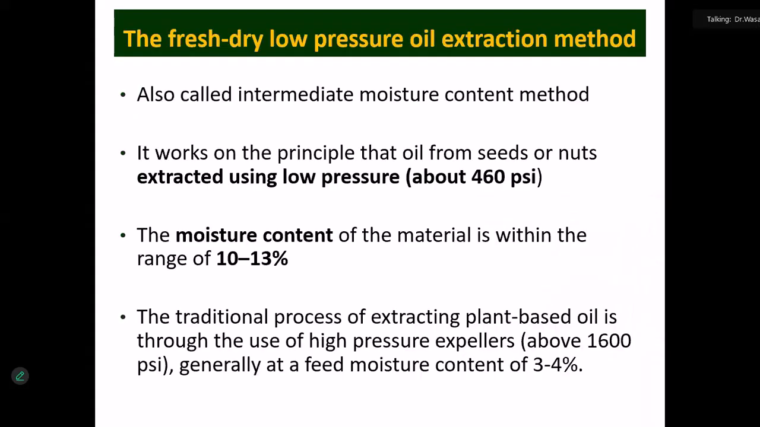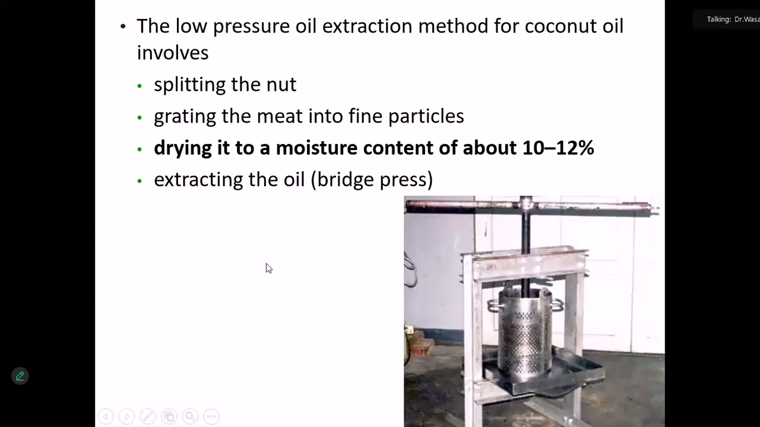Can you remember I mentioned the moisture content? 10 to 13. That is why you are drying it to a moisture content of about 10 to 12. Now what we are doing? Extracting the oil.